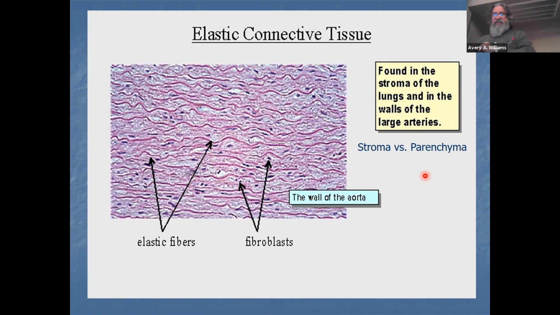And you can see this. Actually, this is highly magnified right here. This is the wall of the aorta, the largest of the arteries, coming right out of the heart. That's a lot of pressure. And see, they're kind of squiggly, kind of look like little slinkies. See that? So those are your elastic fibers.